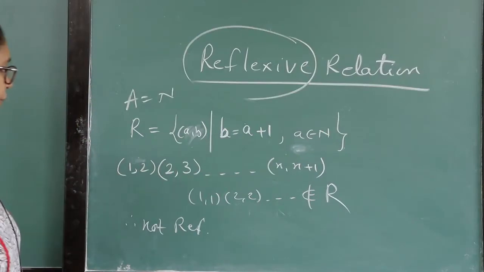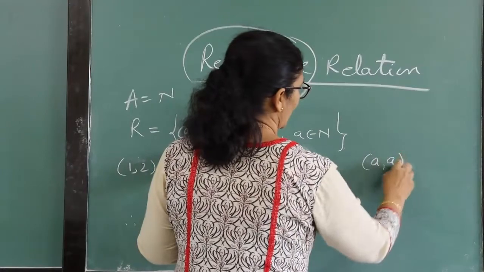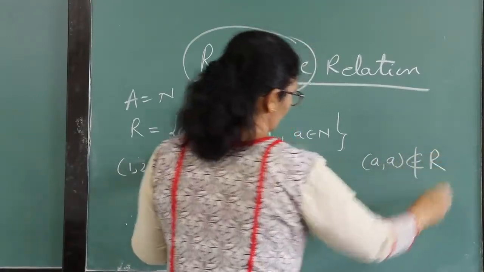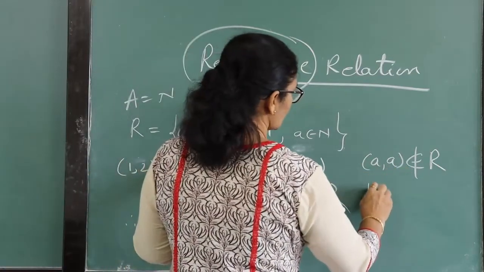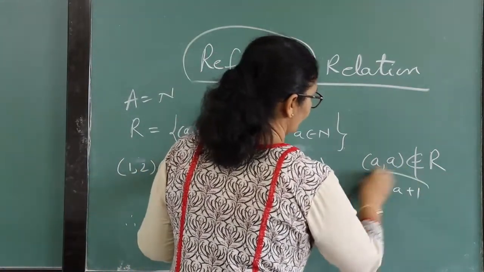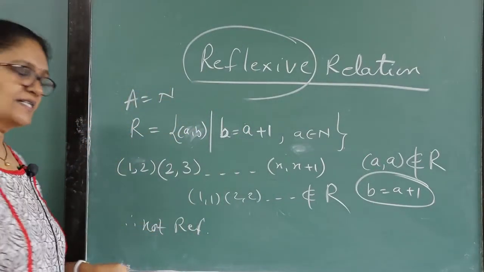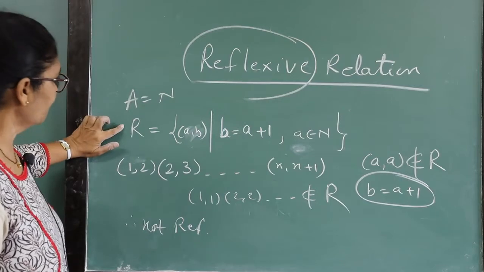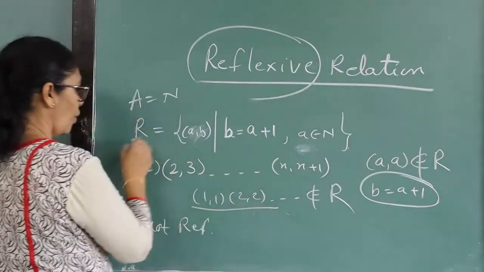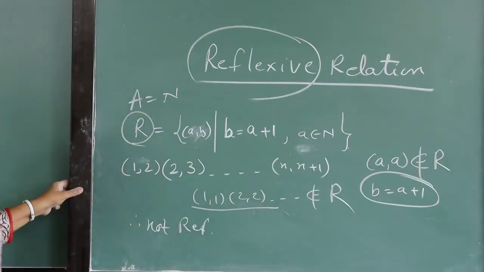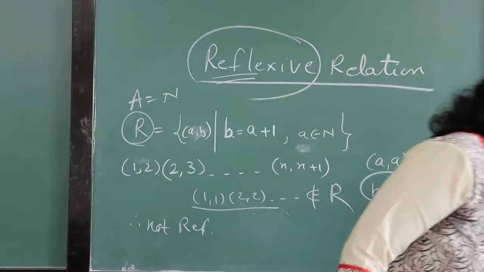But in the exam, what to do? You have to write in the same format only. So A comma A is not in R. Why is A comma A not in R? Because B is one more than A, so naturally A and B are not the same. So what is the meaning of it? If you get 1, 1, 2, 2, 3, 3, all those terms in a relation, then only you can say it is a reflexive relation, otherwise not.